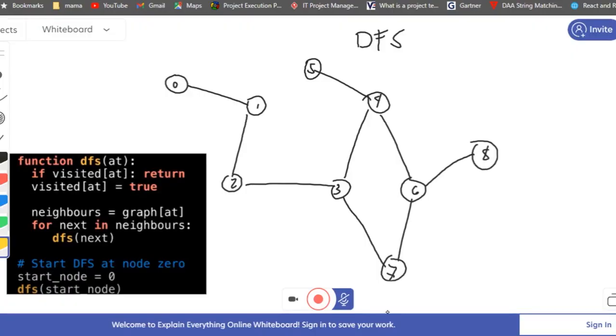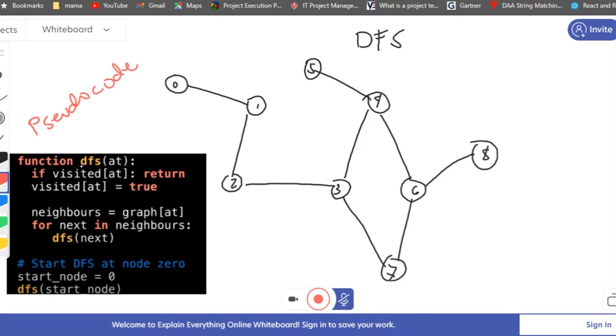Okay, in this illustration, I will show you how to solve a graphical problem using the depth first search. So on this side is the pseudocode for the depth first search. Okay, so I will explain it line by line.